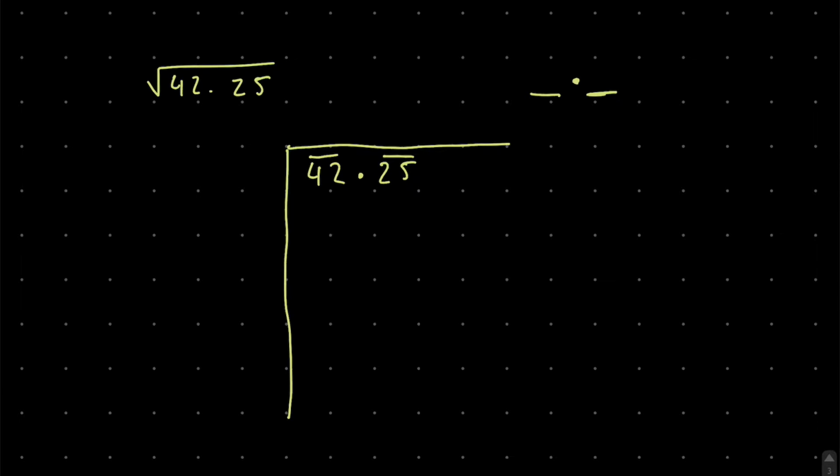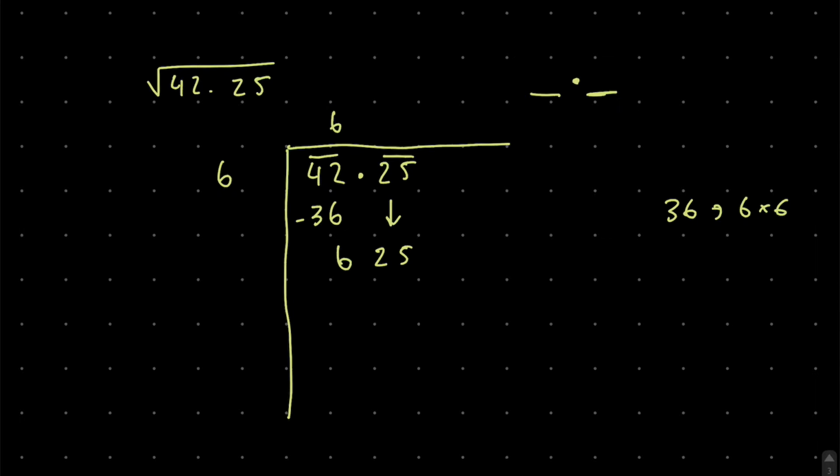Okay, so the first thing that we do is find the largest square number that goes into 42. That would be 36, which is 6 times 6. So we put 36 underneath, and we put 6 and 6 here. Then we subtract 36. So 42 minus 36 leaves us with 6. And then we pull down 25, the next pair.